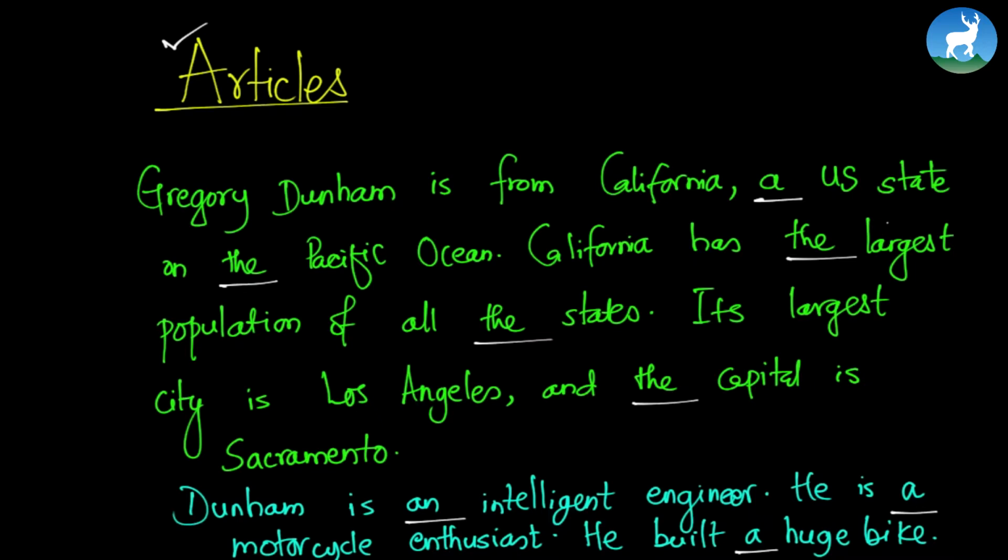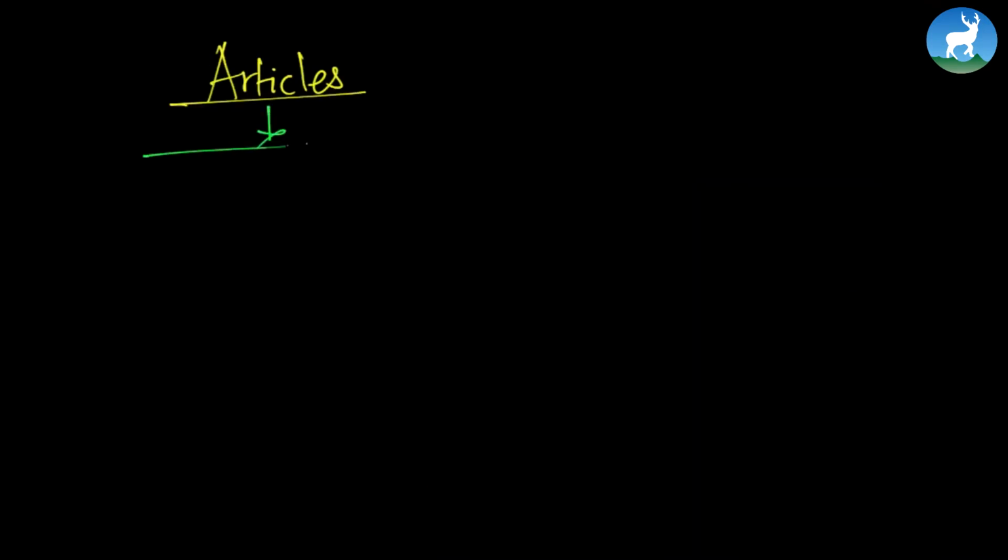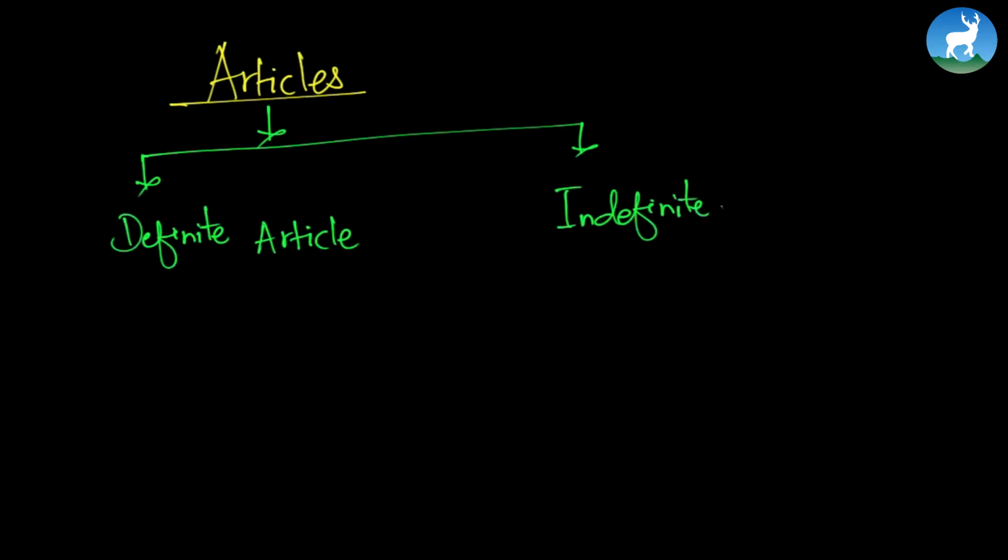Now the question could be, what are articles? Articles are words like a and the, right? So these little things are called articles. Words like a, an, and the are called articles. Now let's study articles in detail. There are two kinds of articles and they can be divided like this. The first one is called definite article and the second one is called indefinite article.